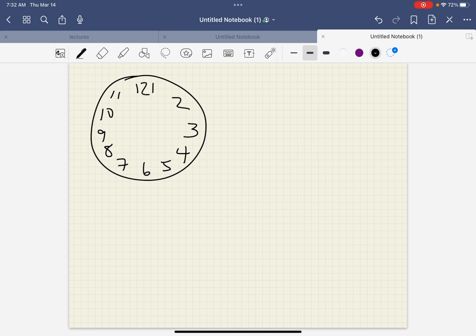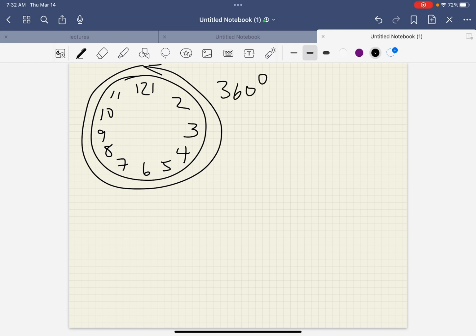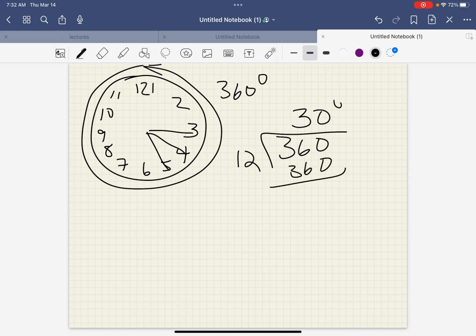And we know that there's 360 degrees all the way around this. So each one of those numbers, in other words, from here to here, or here to here, would be 360 divided by, how many numbers are there? There's 12. So each one of those would be 30 degrees. 30 here, 30 here. That just gives us a reference point.